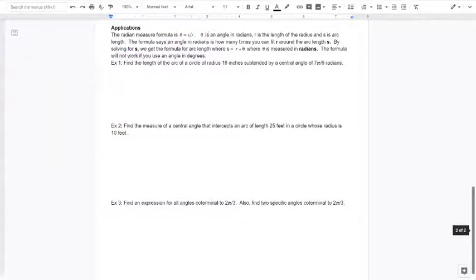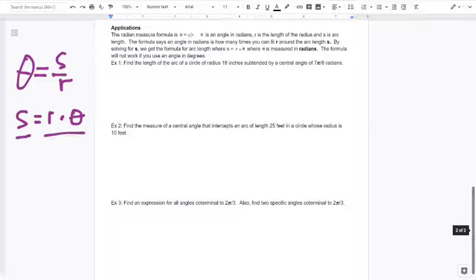Now, remember theta has to be in radians, okay? You can also cross multiply and get s is equal to r times theta, which means the arc length is equal to the radius times the angle in radians. So both of those are the same formula. So now let's use them.